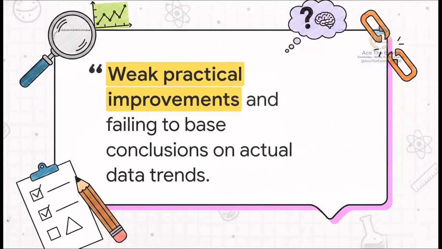This examiner-style feedback proves that you cannot just guess. You must use your evidence and scientific reasoning. When the examiner writes their report at the end of the year, this is exactly what they complain about: weak practical improvements and completely ignoring the actual data trends sitting right in front of them. Please, whatever you do, don't be the candidate they are talking about here.